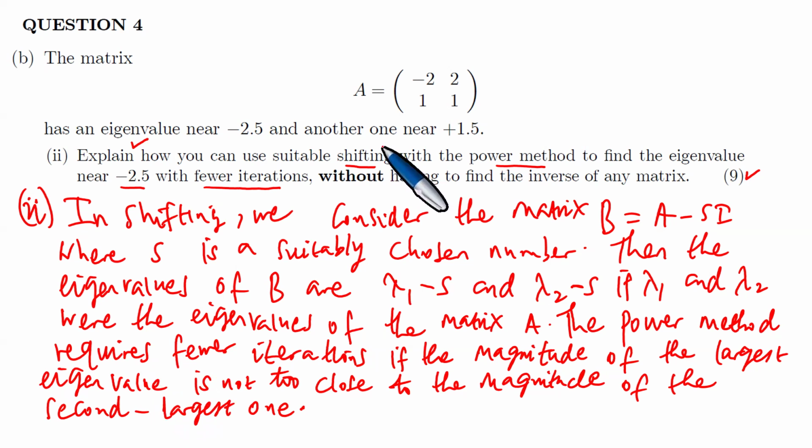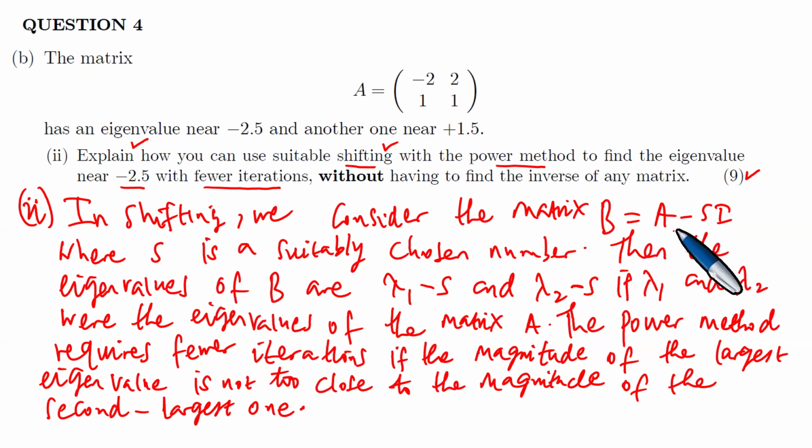But as the word says, it is shifting. What does it mean to shift? To change the position of. Right, so in shifting, you consider the matrix B, which is now A minus SI, where S is a suitably chosen number. Then the eigenvalues of B are lambda 1 minus S and lambda 2 minus S, if lambda 1, lambda 2 were the eigenvalues of the matrix A. So through the method of shifting, if we are able to determine the eigenvalues of the matrix A like we did, and we find them to be lambda 1, lambda 2, then through shifting, we can just subtract S. So we consider the matrix B that is formed by A minus SI, where S is a suitably chosen number.